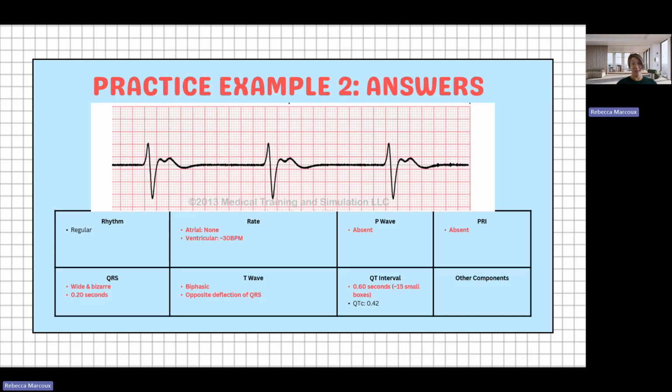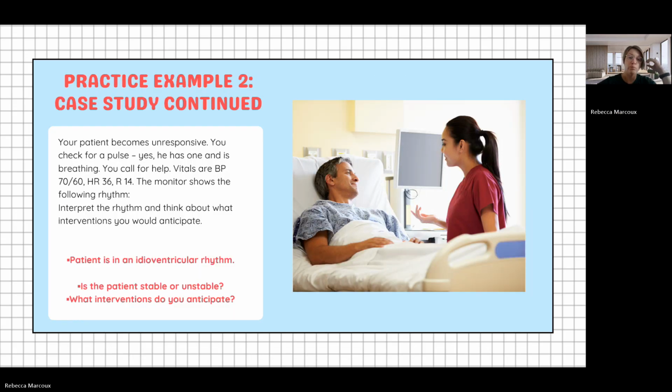So this rhythm is an idioventricular rhythm, and we know that because it has a rate of 30, we have no P waves, and we have a wide QRS complex. So we know our patient's in an idioventricular rhythm. Is this patient stable or unstable?